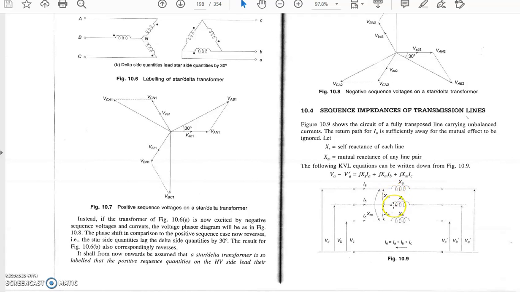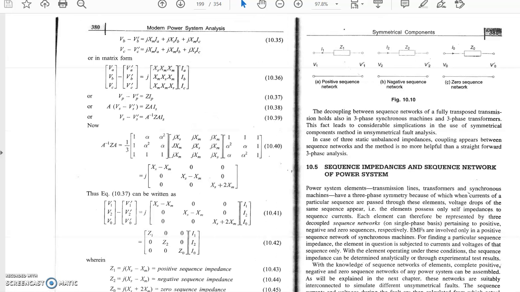So the only mutual effect will be between the transmission line phases. The mutual impedance is denoted by XM from phase A to phase B, phase B to phase C and phase A to phase C. But the mutual effect between the ground wire and the transmission line is neglected because we assume that the neutral wire is far away from the line. Now the supply is unbalanced. As we studied, whenever the supply is unbalanced, it has three parts: positive, negative and zero sequence supply.